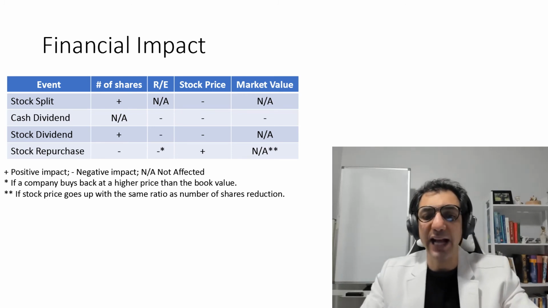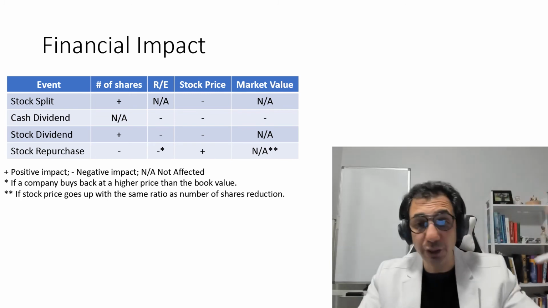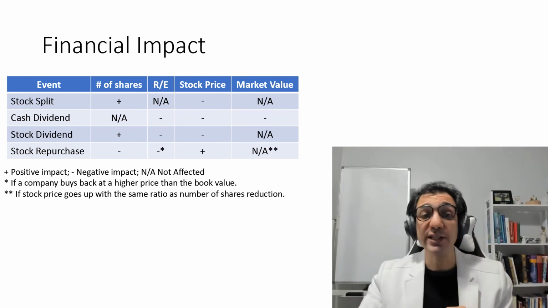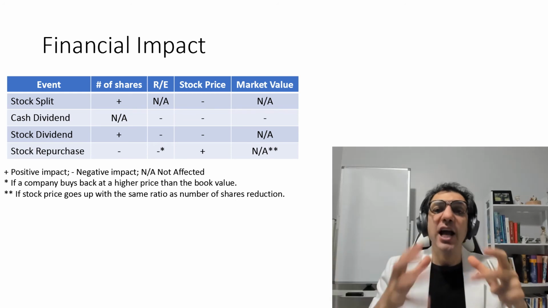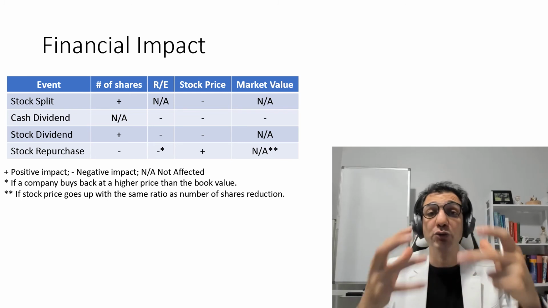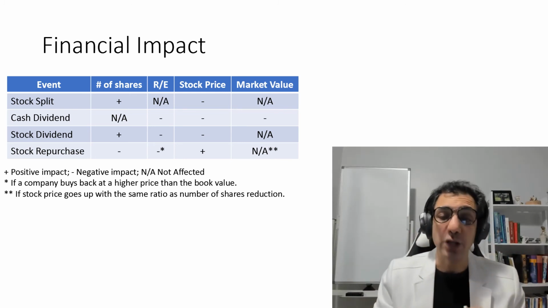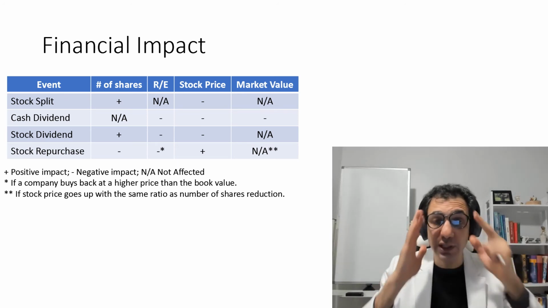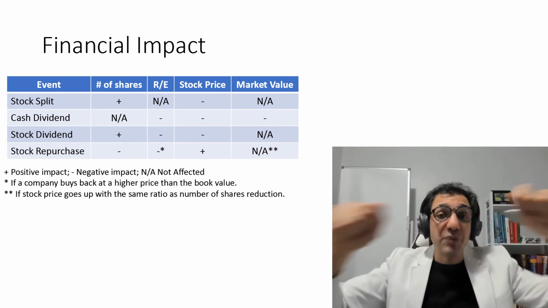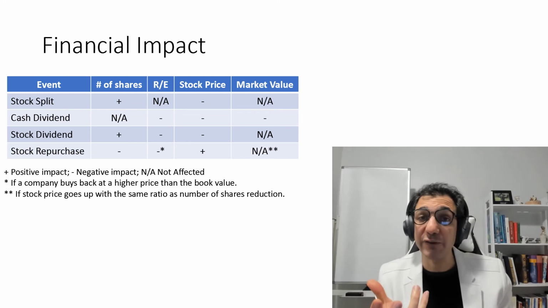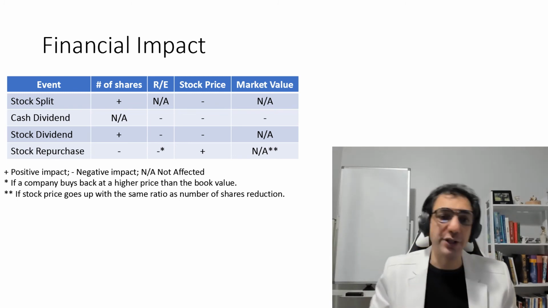What about the cash dividend? When the company is paying the cash dividend, for sure, no impact on the number of shares. However, the retained earnings is going down. The company is paying from its retained earnings to shareholders. So you expect the retained earnings going down, and the stock price also will be affected, it's going down, because actually the total market value of the firm is going down. When the company is paying cash, that's the impact. The total value of the company is going down. How it is reflected in a lower stock price.